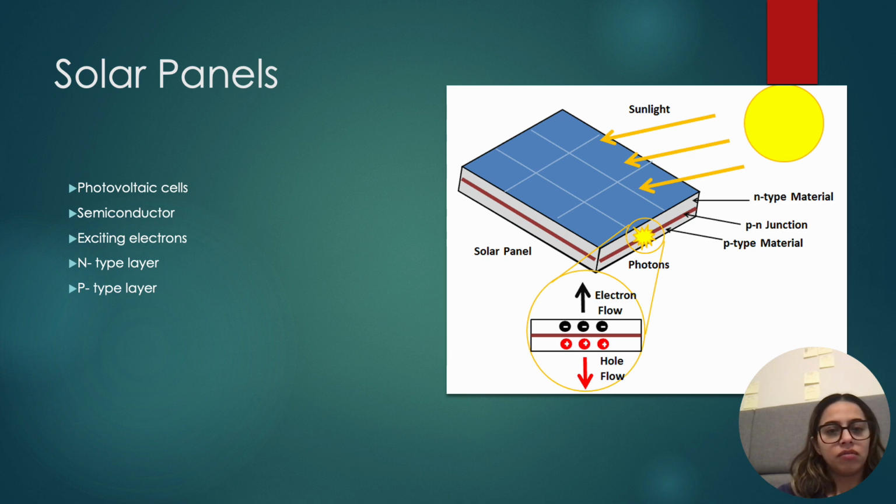There are two types of silicon layers that can be used in these panels. One is the N-type layer that has extra electrons, and the other is the P-type layer that has electron vacancies, which we call holes. Where the layers meet, we call it the p-n junction. The sunlight energizes electrons across the junction, which produces electric current.